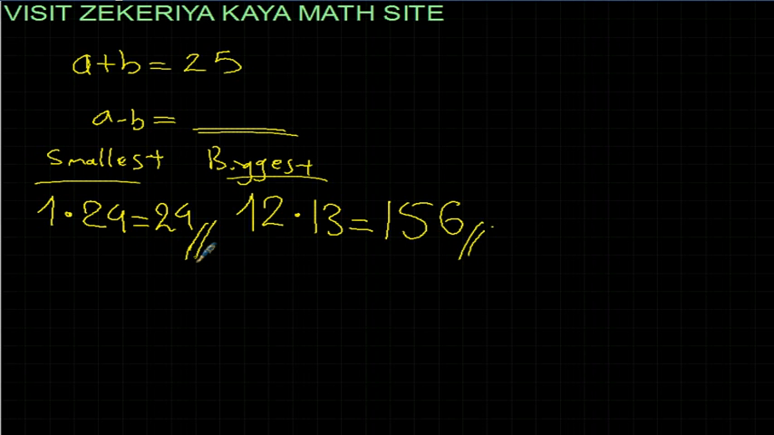10 times 13 is 130. 2 times 13 is 26. 130 plus 26 makes 156. Good. Okay. You understood this type. Now I'll check some other questions.